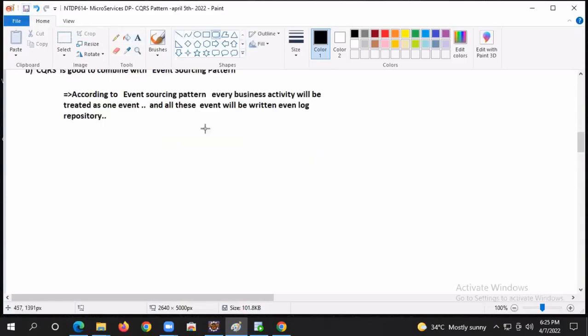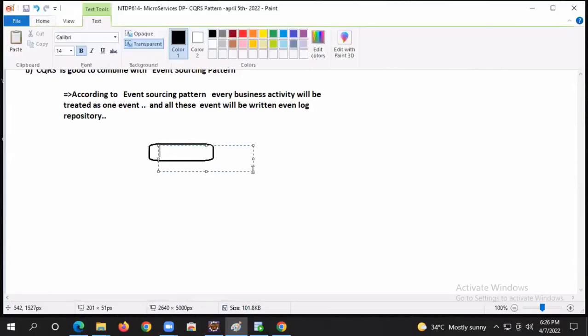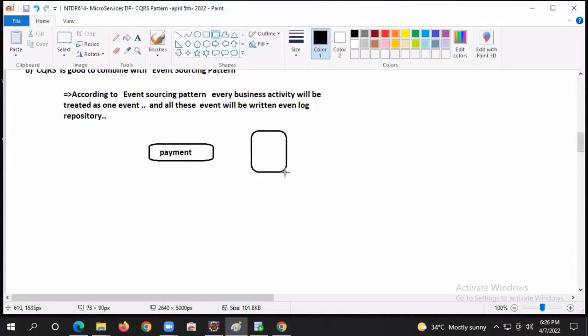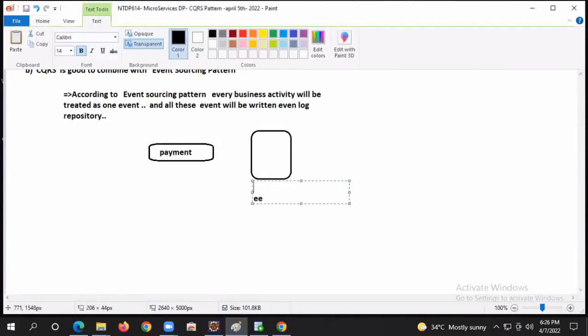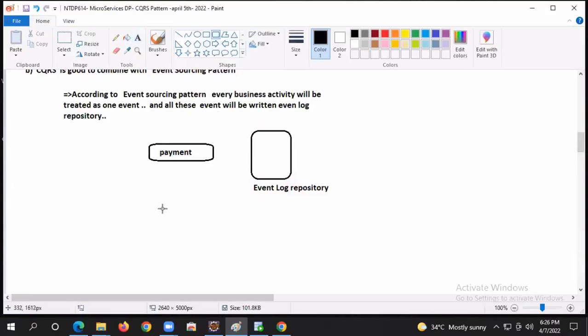So now listen carefully. This is my payment, guys. This time no database. Here is the event log repository. Yes. This is my shipping, guys.